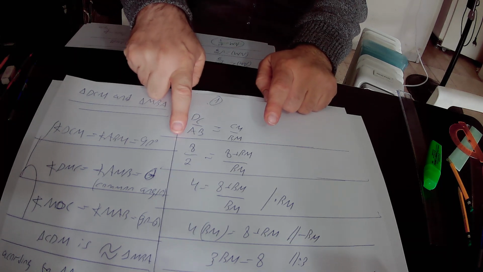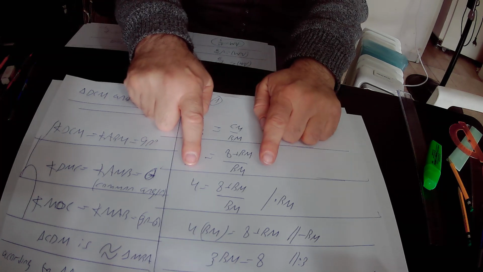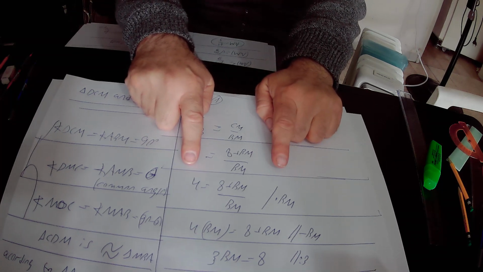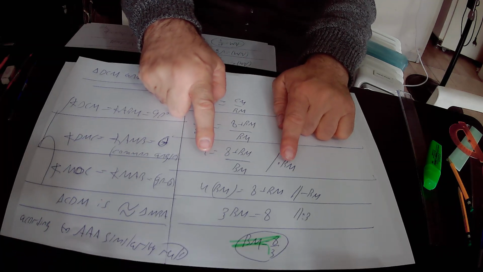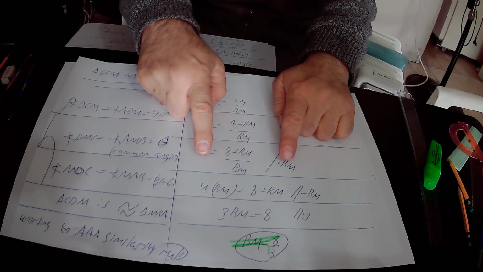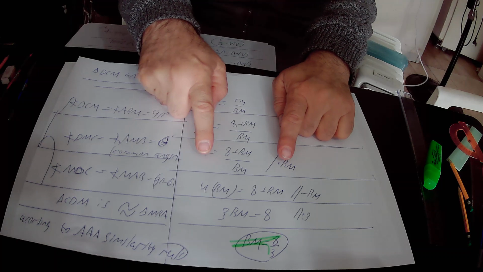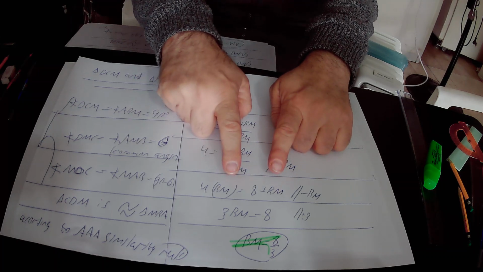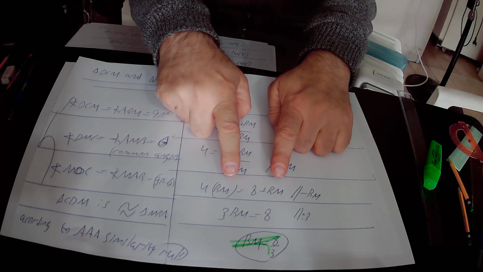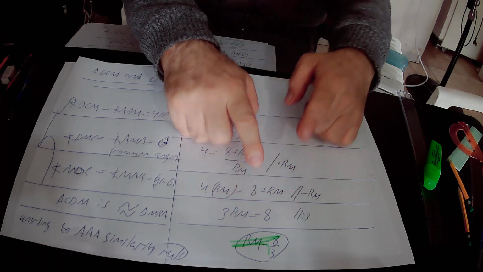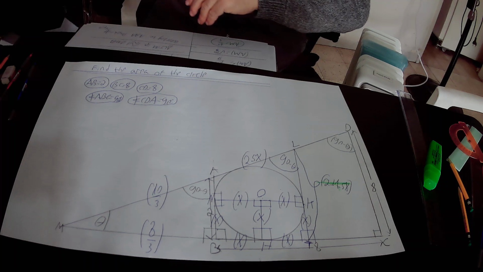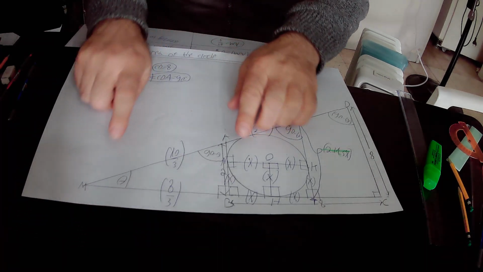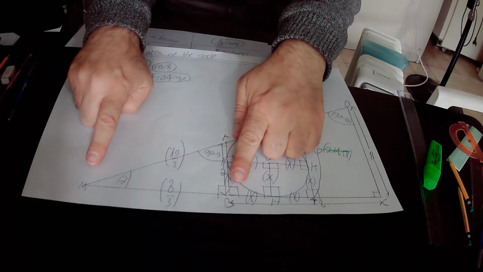8 over 2 is 4, so 4 equals 8 plus BM over BM. Here we multiply this equation by BM and found out that 4 times BM equals 8 plus BM. Here we subtracted BM from this equation and found out that 4BM minus BM is 3BM, so 3BM equals 8. Here we divided this equation by 3 and finally found out that BM equals 8 over 3.